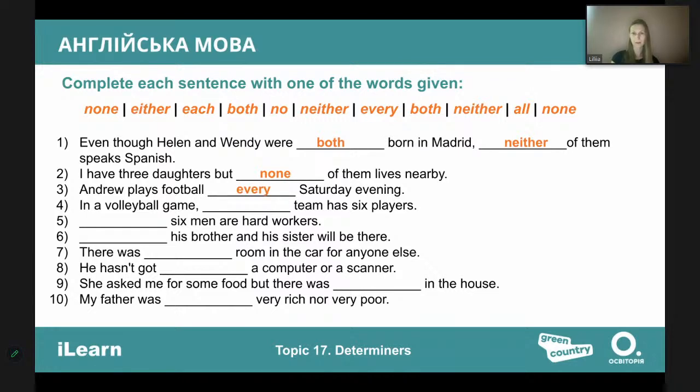Number 3, Andrew plays football every Saturday evening, correct? Number 4, in a volleyball game, each team, because only 2 teams, has 6 players. Completely right. Number 5. All 6 men are hard workers. Усі 6, right? Because we have more than 2. Number 6. His brother and his sister will be there.